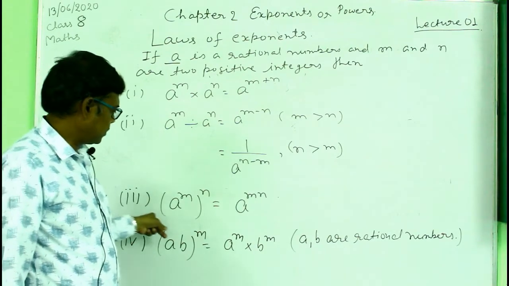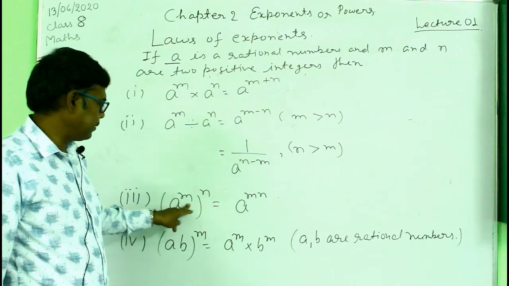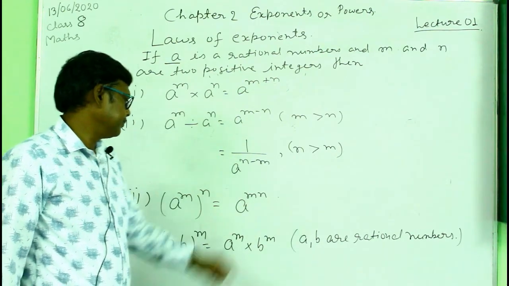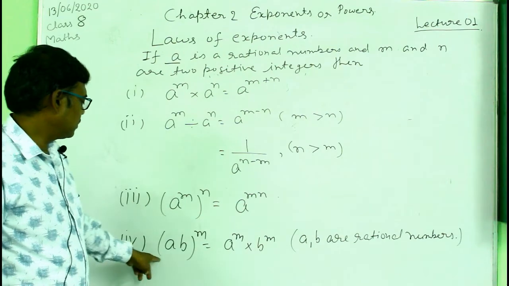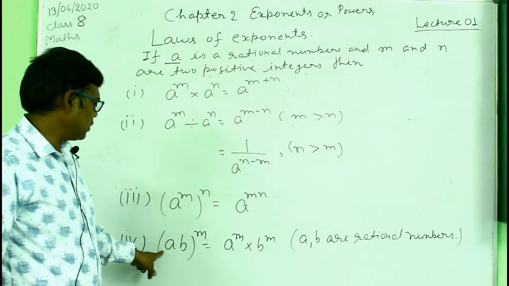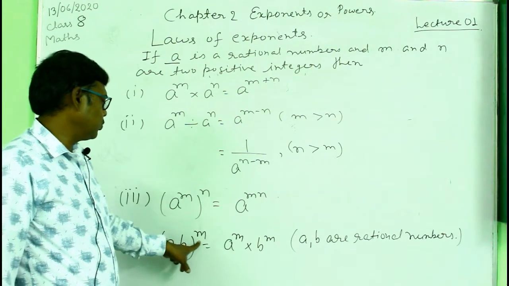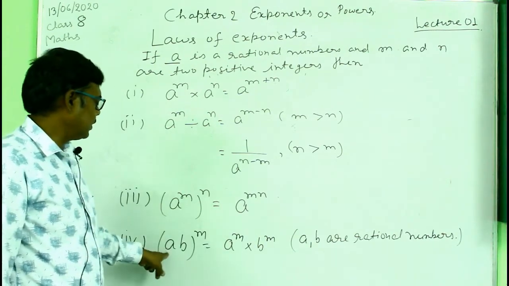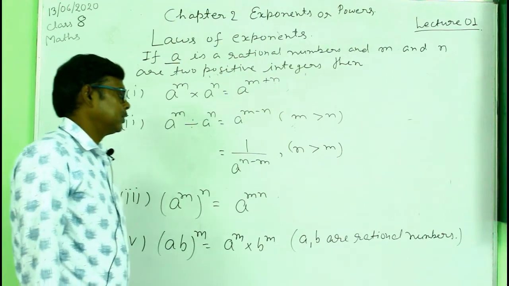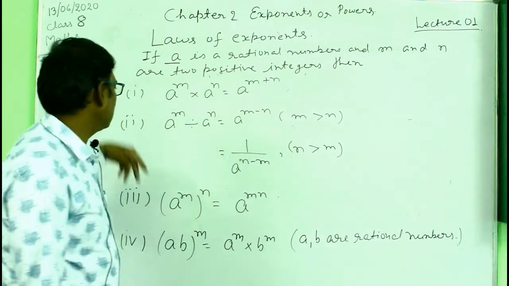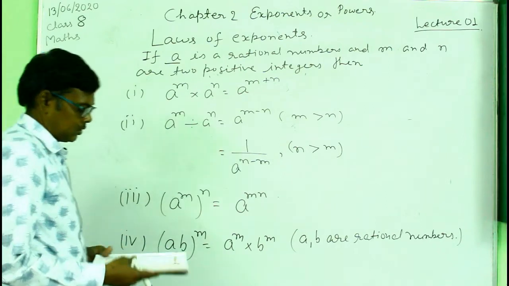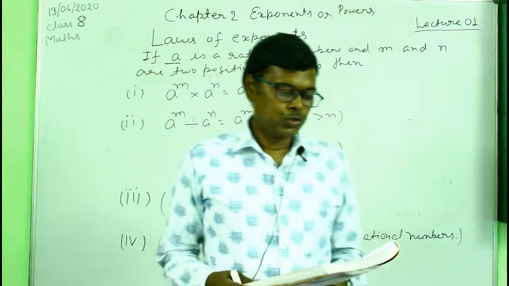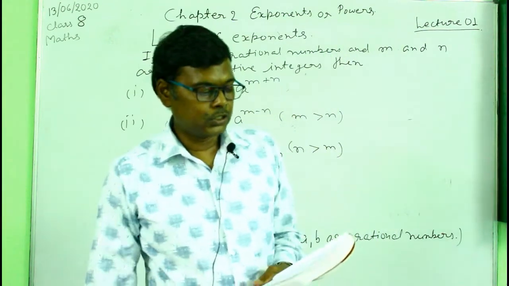Next is the formula a to the power m to the power n is equal to a to the power m into n, and the last one is a into b to the power m equal to a to the power m into b to the power m, and here a and b are rational numbers. These are the formulas which will be used in this exercise, and first is the recap exercise. So let us start the first question.